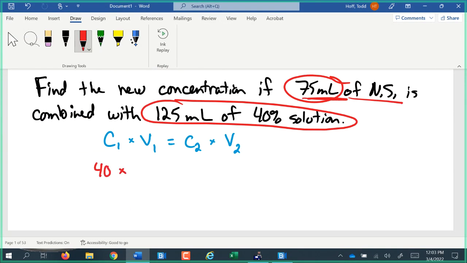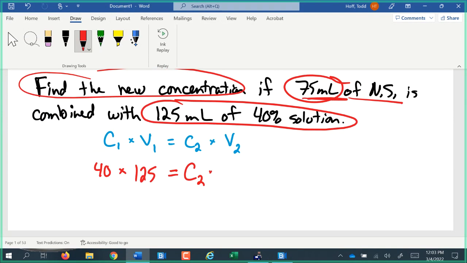So I'll put the 40 in for the concentration. Again, I don't have to make that a decimal. If I do, then whatever I put in for this concentration, I'd also have to make a decimal. So 40 times a volume of 125 milliliters equals, now on the other side, I'm trying to find the concentration, because find the new concentration is what we're asked. But we have to be careful about the new volume. The new volume is not 75 milliliters, it is 75 milliliters plus the 125 that was already there. We added 75 milliliters of saline to that 125 milliliters of 40%.